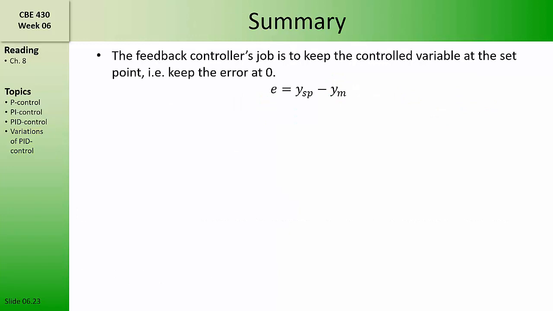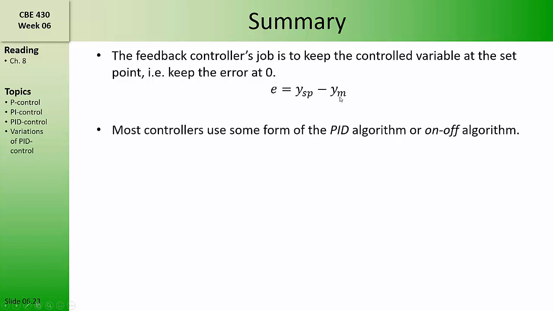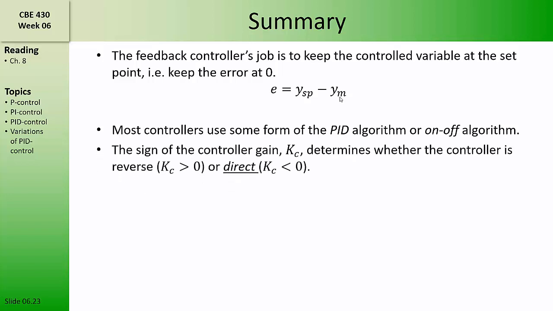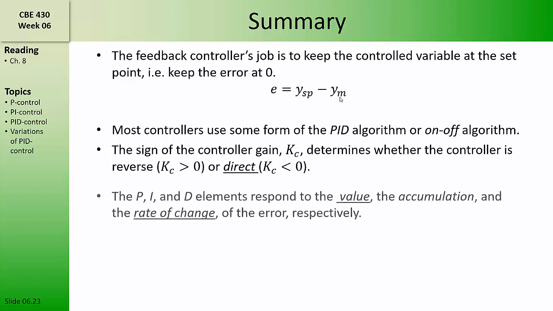Usually, a feedback controller is designed to keep a controlled variable at its set point. That is, we want to keep the error signal close to 0, where the error signal is defined as the set point minus the measured value of the controlled variable. The vast majority of controllers that are used industrially are some form of the PID control algorithm or perhaps an on-off controller. The sign of the controller gain, Kc, determines whether the controller is reverse acting if Kc is greater than 0 or direct acting if Kc is less than 0.